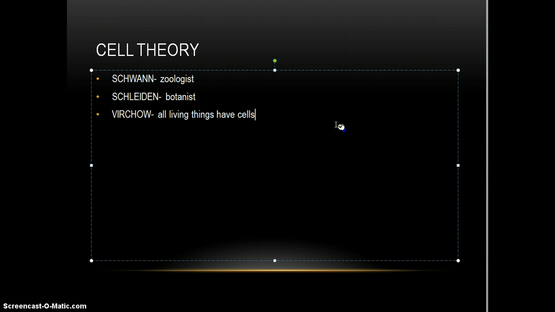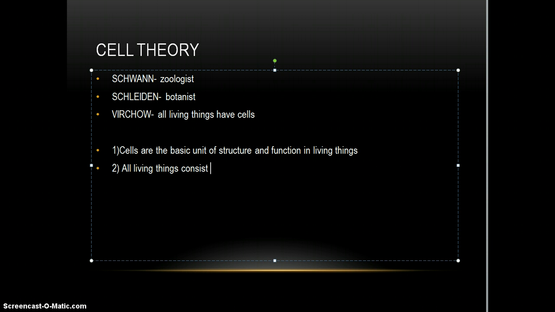What the cell theory states are 3 laws, you could say. Not really laws because these are theories, but 3 different factors. First, cells are the basic unit of structure and function in living things. Second, all living things consist of 1 or more cells.